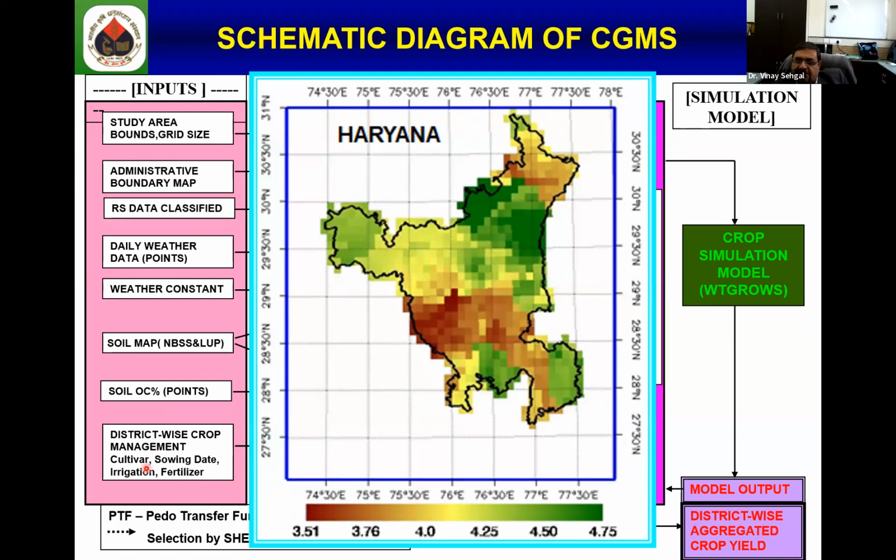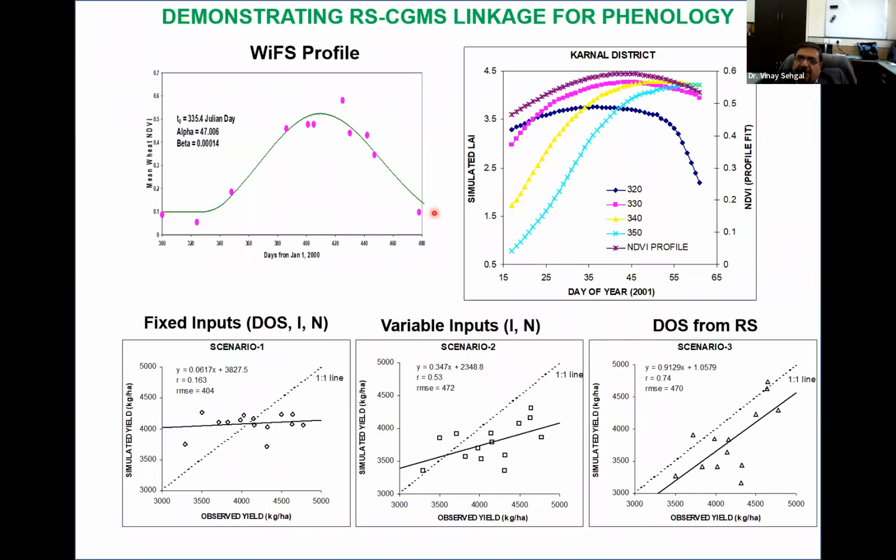Depending on management practices which are there. But now it is generating for each grid what is going to be the crop yield, 3.5 ton to 4.75 tons per hectare. And I'm only showing you one output, crop yield, but it generates so many other outputs. So such kind of maps could be generated by spatializing the crop model.